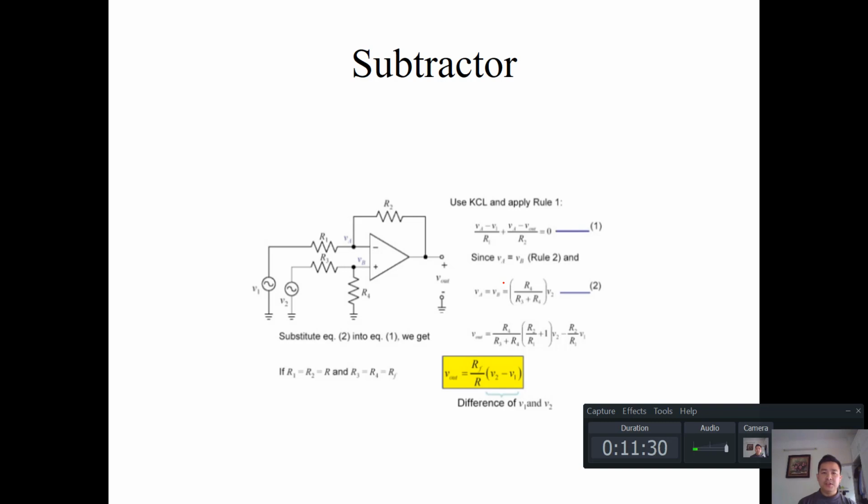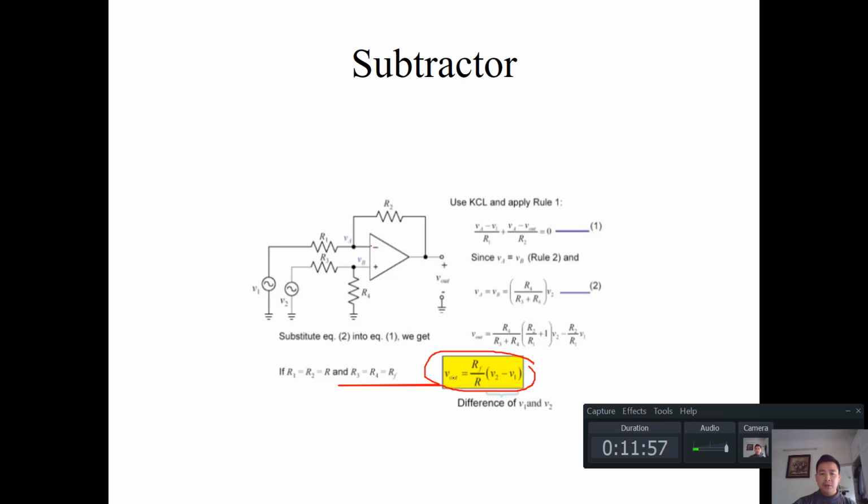The next one is the subtractor. The subtractor is different from the summing circuit. And how do we realize this? The first signal will go to the negative point, and the second signal will go to the positive point. By this kind of connection in the circuit, we can easily prove this formula.